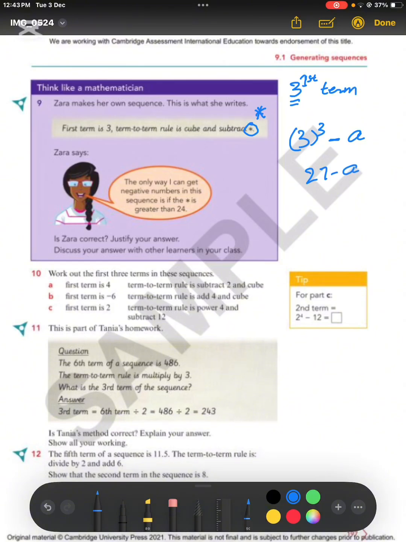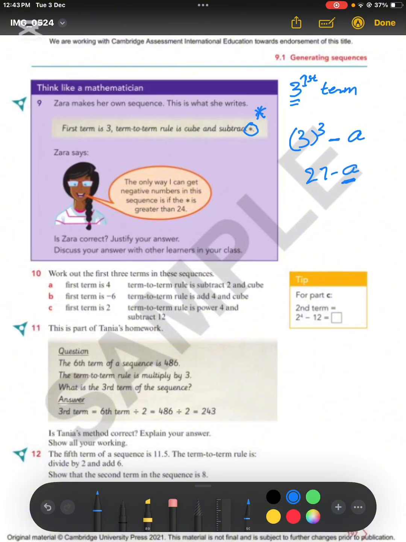Now Zara says that the only way I can get a negative number in this sequence is if this a, which we have taken as a, is greater than 24. Let's see, is Zara correct? Justify your answer and discuss it with your other learners. So you can discuss it with me in the class or in the comment box.